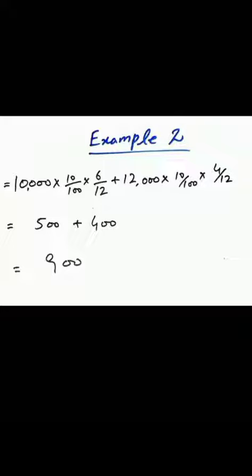In example 2, suppose the owner withdrew 10,000 at the rate of 10% and utilizes the amount for 6 months, and 12,000 at the rate of 10% and utilizes the amount for 4 months. Now we calculate the amount of drawings. 10,000 multiplied by 10 divided by 100 multiplied by 6 over 12 is equal to 500, plus 12,000 at the rate 10 over 100 multiplied by 4 over 12, and the answer is 400. Total drawings amount is 900.